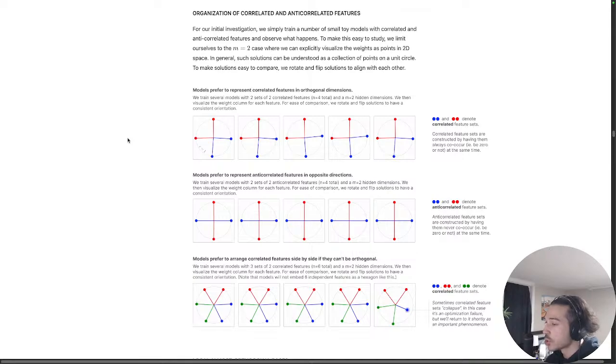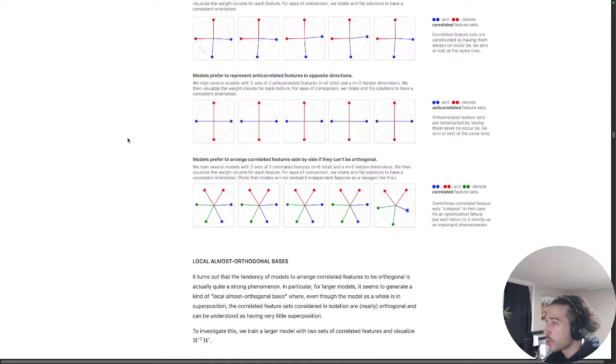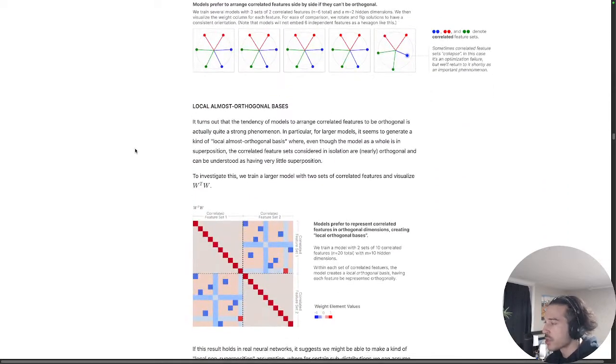Models prefer to arrange correlated features side by side if they can't be orthogonal. We train several models with three sets of two correlated features, n=6, and m=2 hidden dimensions. We then visualize the weight column for each feature. For ease of comparison, we rotate and flip solutions to have a consistent orientation. Note that models will not embed 6 independent features as a hexagon like this. So blue, red, and green denote correlated feature sets. Sometimes correlated feature sets collapse. In this case, it's an optimization failure, but we'll return to it shortly as an important phenomenon. Local almost orthogonal bases.